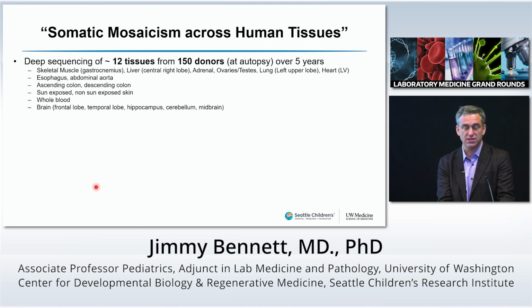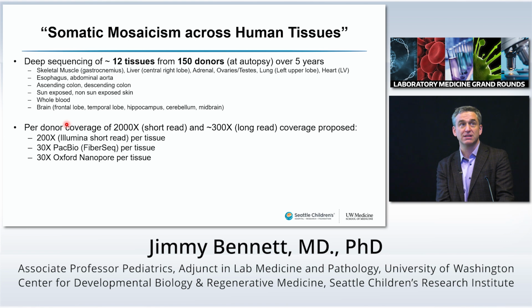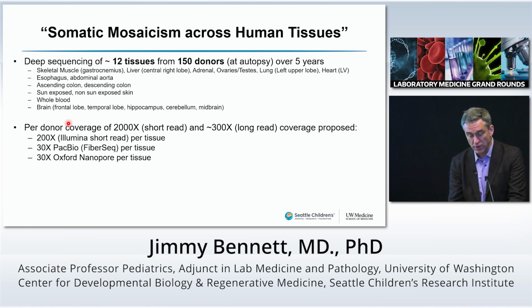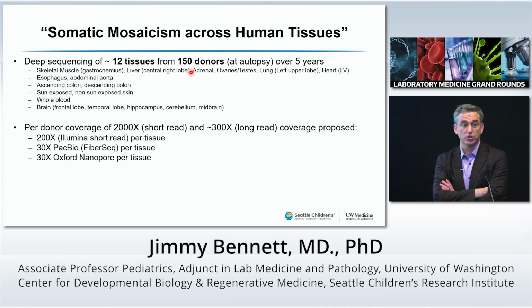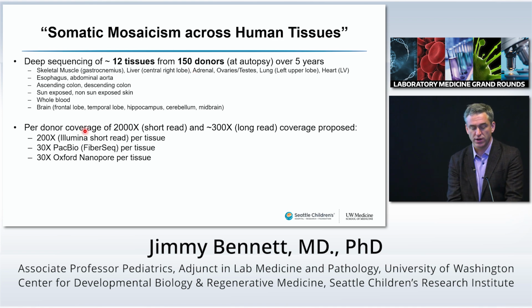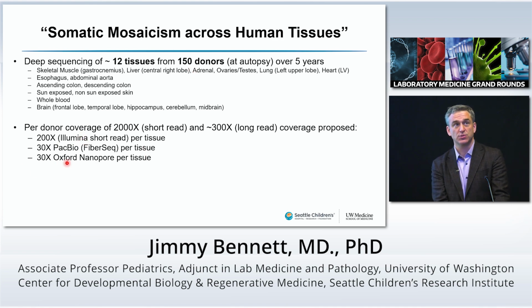We're not just doing this here ourselves. There are many other centers across the United States who are participating in this. Here are some of the tissues that have so far been selected. What we locally have proposed to do is about 2,000x coverage using Illumina short-read sequencing in total, and 300x long-read sequencing. You can see 200x Illumina short-read sequencing per tissue, as well as 30x PacBio and 30x Oxford Nanopore sequencing.